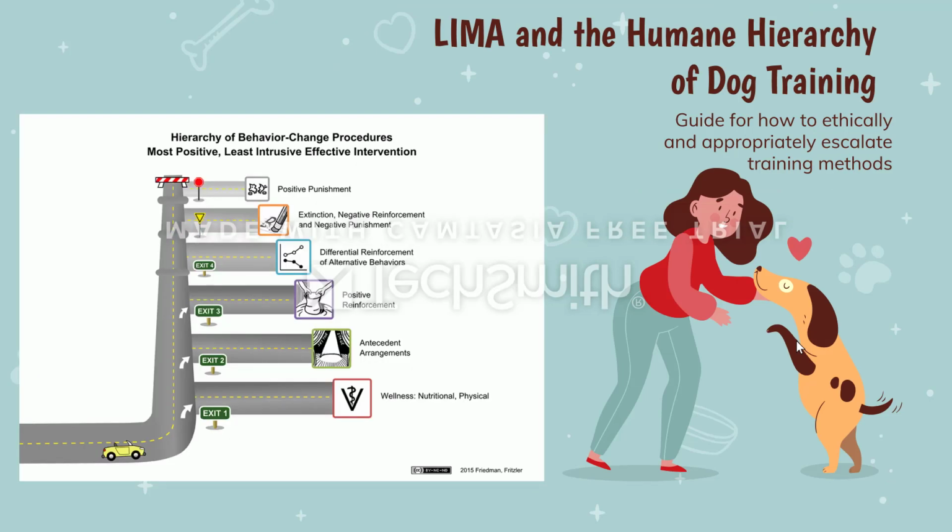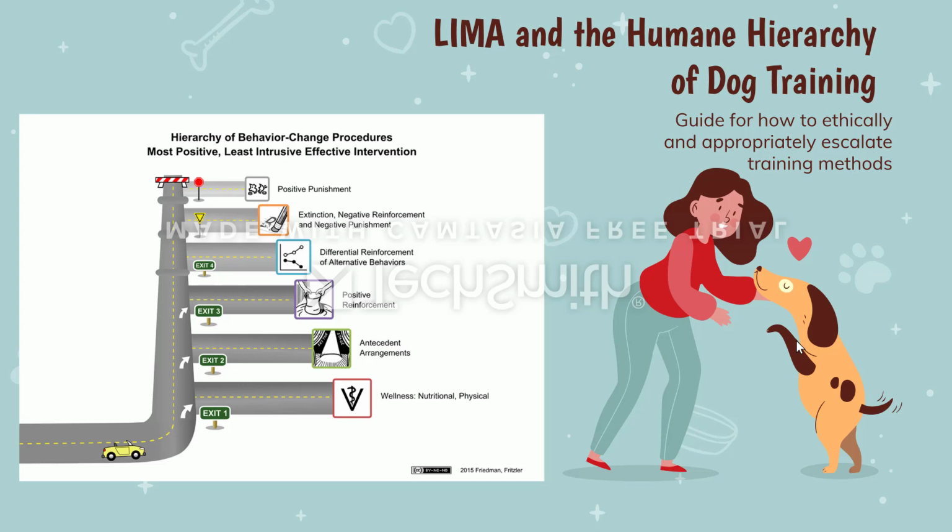Okay, so we're going to talk a little bit more about the humane hierarchy of dog training, and really this is the same for any animal because learning is universal. This is basically a guide of how to ethically and appropriately escalate your training methods. Our first exit on this road is ensuring that the animal is well. We want to make sure that all of their needs have been met. If we're not meeting all of their needs, we need to stop here and make sure all of those are met.